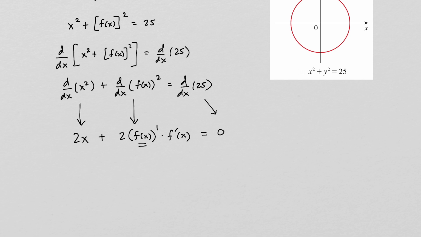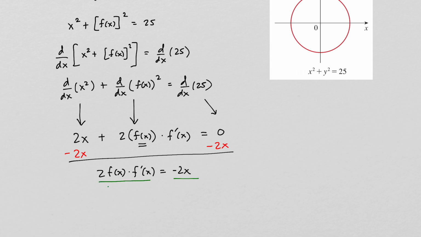And now to find the slope of the tangent line, I need to solve for f prime of x. So let's get rid of this first power there. I'm going to subtract 2x from both sides. And this will give us 2 f of x times f prime of x is equal to negative 2x. And then to get f prime of x all by itself, I'll divide both sides by 2f of x.